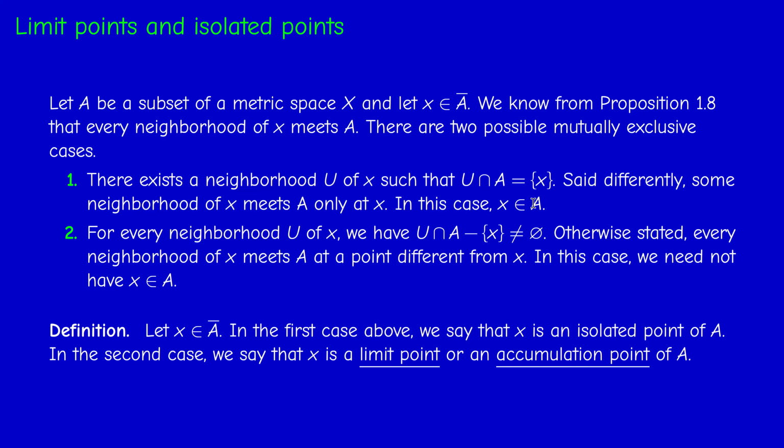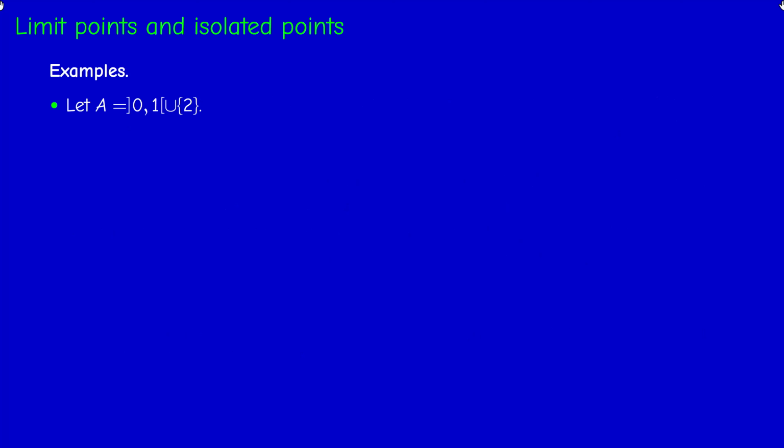If the first possibility holds, we say that x is an isolated point of A. And by definition, it belongs to A. So an isolated point of A must belong to A. If the second possibility holds, then we say that x is an accumulation point or a limit point of A. And in this case, the limit point could belong to A or not. And I will give examples now.